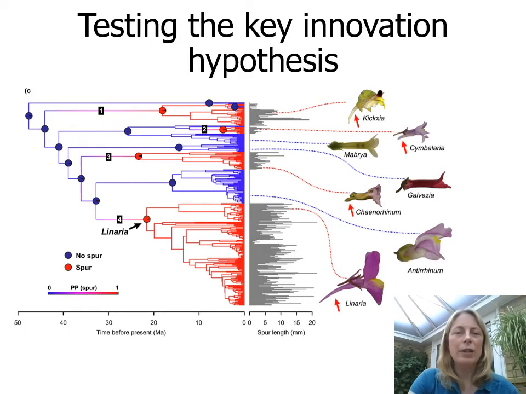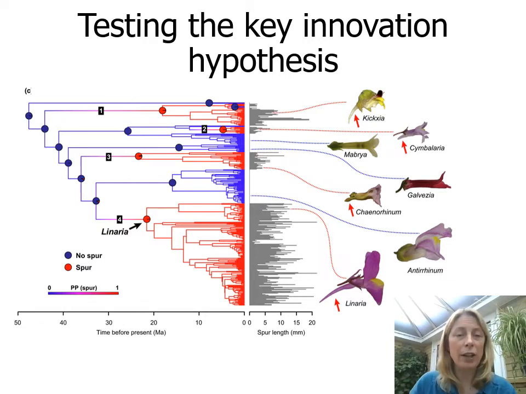So, in order to test the idea that nectar spurs are a key innovation, the first thing we had to do was build a family tree of the ANTIRRHINEAE, and that's what I'm showing you here. So we've got a family tree with all of those different types of ANTIRRHINEAE species mapped onto it, and we did this by sequencing parts of their genome and then by working out the differences between the DNA of the different plants so we could produce this family tree.